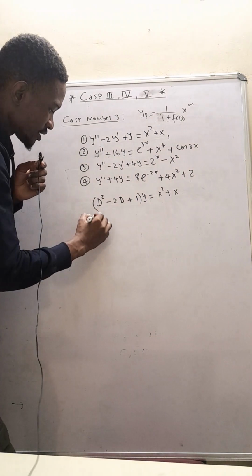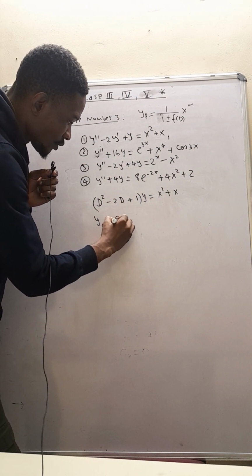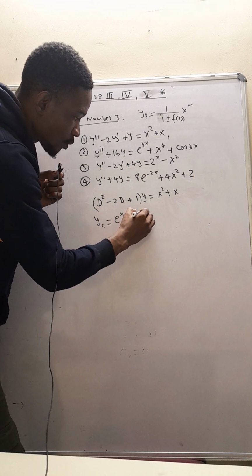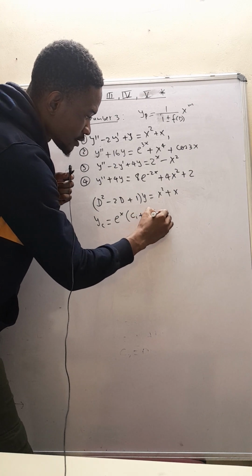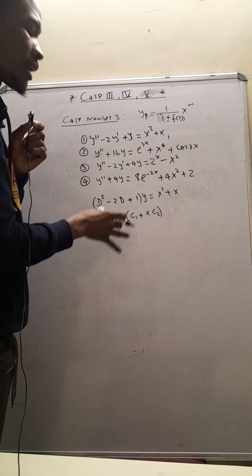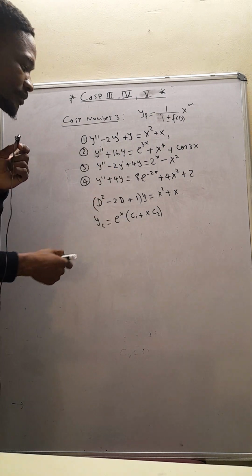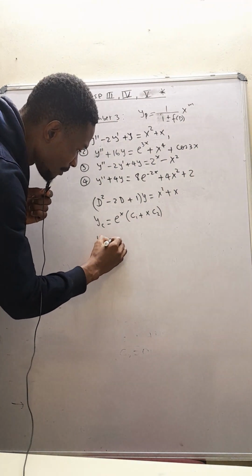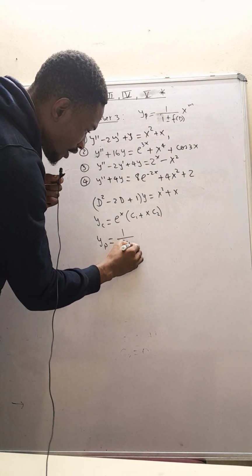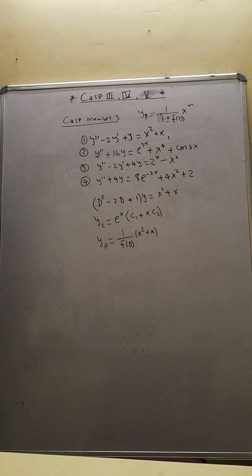Here we know yc directly. Yc will be Euler raised to x, then c1 plus x c2, because here there will be 2 roots that are real and equal also. This is 1. So what will be my yp? Yp will be 1 upon f of D, times x squared plus x. Right? How to find this?